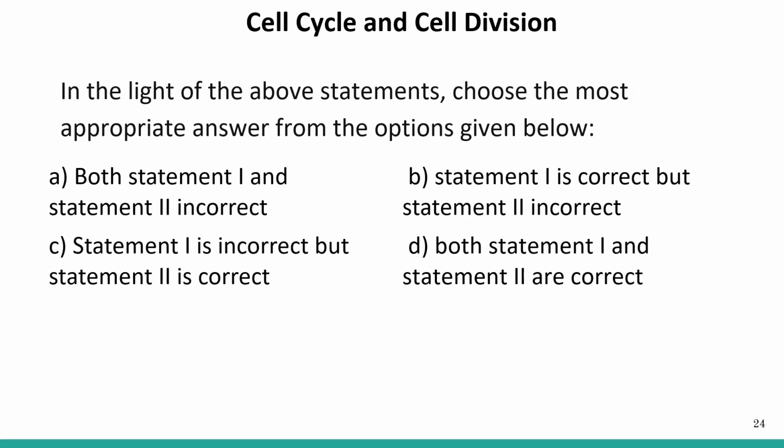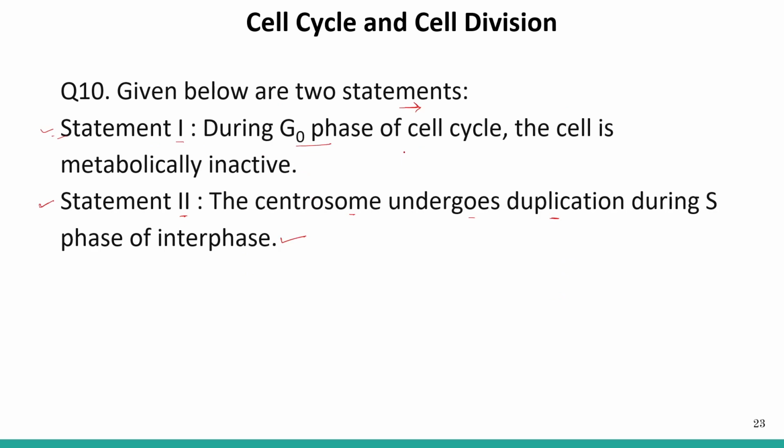Alright. So now what they are asking? In the light of the above statement, choose the most appropriate answer from the options given below. First is both statement 1 and statement 2 are incorrect. Second, statement 1 is correct, but statement 2 is incorrect. Third is statement 1 is incorrect, but statement 2 is correct. Fourth is statement 1 and statement 2 are both correct. Alright, so what should be the answer?